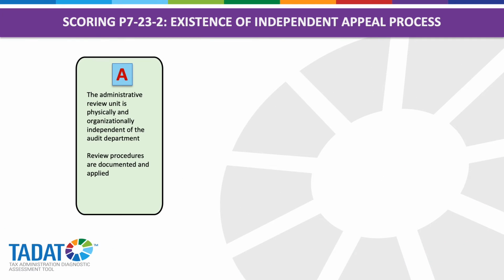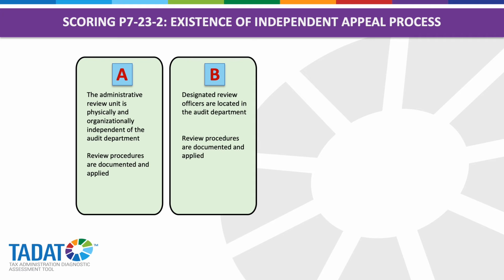Now let's look at how we score the second dimension, P723.2, which is about the independence of the administrative review system. A tax administration can get an A-level score if it accomplishes all of the following good practices. 1. The administrative review unit must be physically and organizationally independent of the audit department. 2. Objective review procedures must be documented and applied.